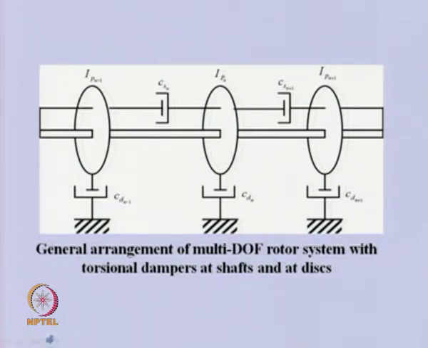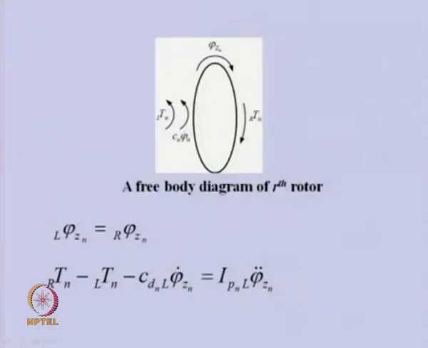So, to develop the transfer matrix, that is the point matrix and the field matrix, as we did earlier, we will draw the free body diagram, let us say first of the disc. So, this is one particular disc, the nth disc, and let us say this particular direction is the positive direction for the angular displacement.